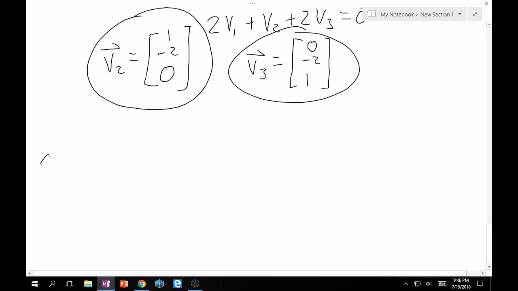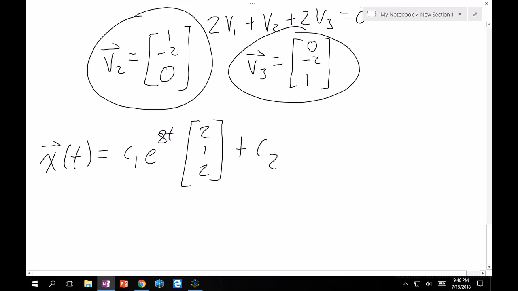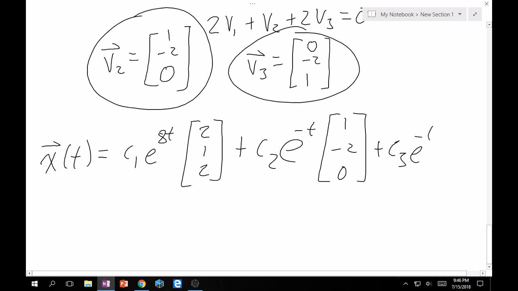So, final solution, tying everything together, x of t for that matrix would equal c1 e to the lambda 1 t, e to the 8t, right? And then our eigenvector was 2, 1, 2, plus C2 e to the minus t times this second eigenvector, first corresponding to this eigenvalue, 1, minus 2, 0, and then plus C3 e to the minus t, 0, minus 2, 1. And that is your final answer.